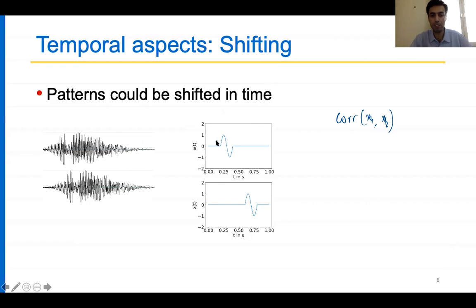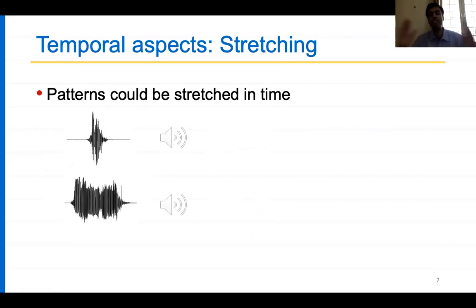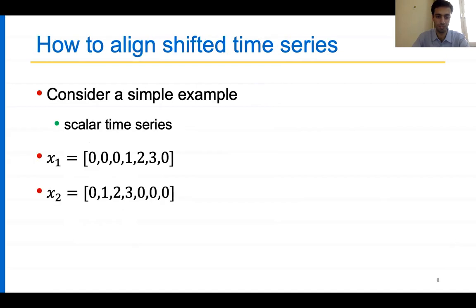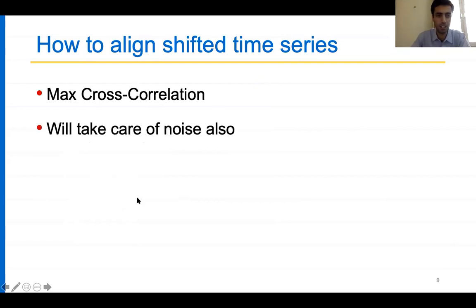Similarly, look at this example, same example, but a bit zoomed in, where one is a shifted version of the other. Similarly, there could be stretching in time, not just shifting, but also stretching, like this sound, Hari, Hari. Right, so they could be stretching in time. How do you take care of stretching? So there could be simple examples like this. And as you said, correlation. So you take cross correlation for different values of shift. What is the correlation? And it takes care of noise also.